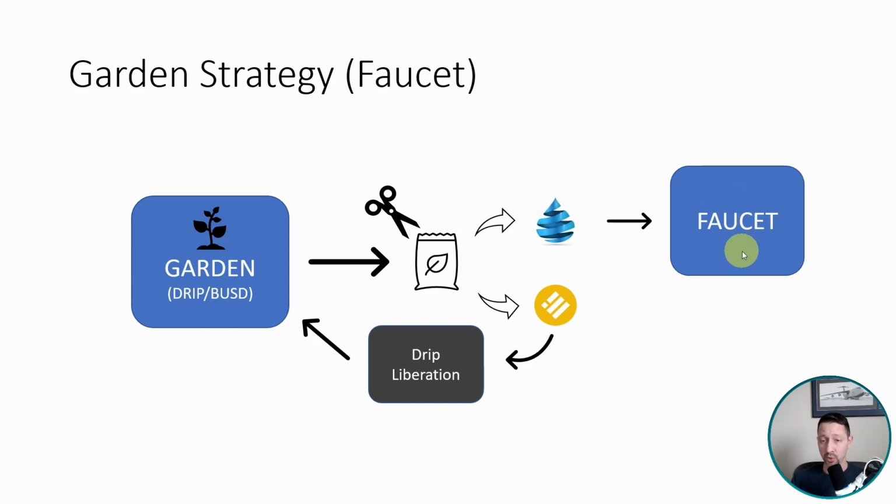So you drop that in there, you build up your faucet balance. So you're essentially growing your deposit in your faucet, which is a good thing. It helps you hit that max 100K faster indirectly. Next step is you take your BUSD, you toss that into drip liberation. And why would I do that? Here's my thought. You can keep the BUSD, or you can try to grow your garden with that BUSD.